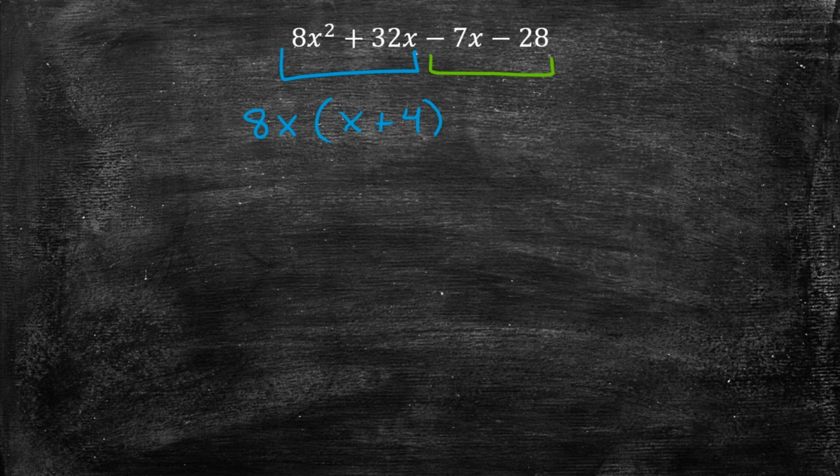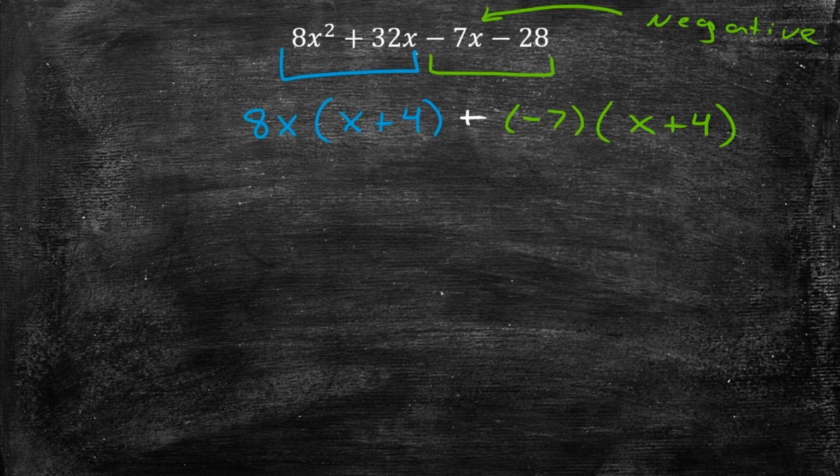And now we're going to look at the second group here in green. And one thing to note is whenever this number here is negative, usually you want to pull out a negative number. Okay? So whenever that's the case, most of the time, you're going to pull out a negative. So what we're going to get here is negative 7x minus 28. I can pull out a negative 7 from both of those. So I'm going to put negative 7. And what I have left would be x plus 4.